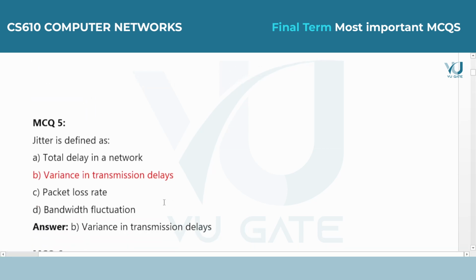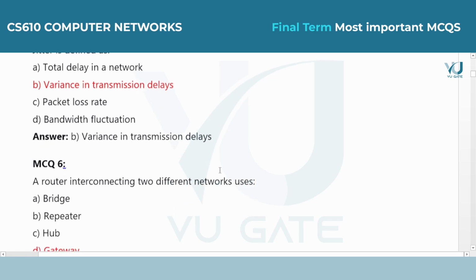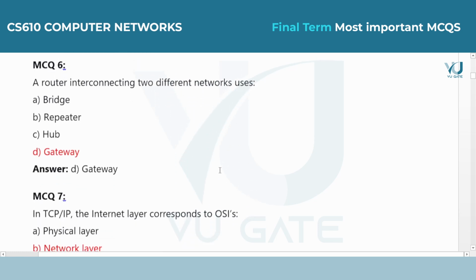MCQ 5. Jitter is defined as. Answer: B, variance in transmission delays. Concept: jitter measures the inconsistency in the arrival time of packets. High jitter is particularly bad for voice and video quality.